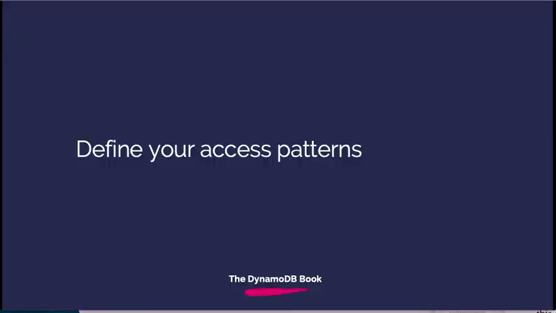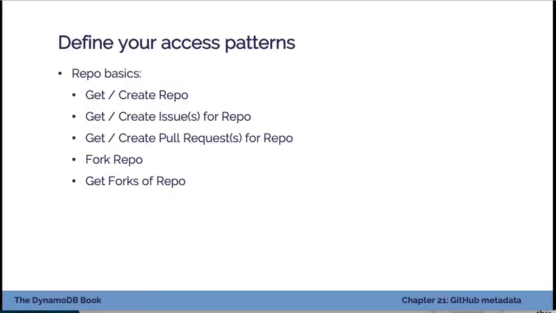All right, the final step before we start designing our table is to define our access patterns. Let's take a look at those, and we'll break them up into a couple categories. First, there's all the basics around the repository. So there's get and create a repo.